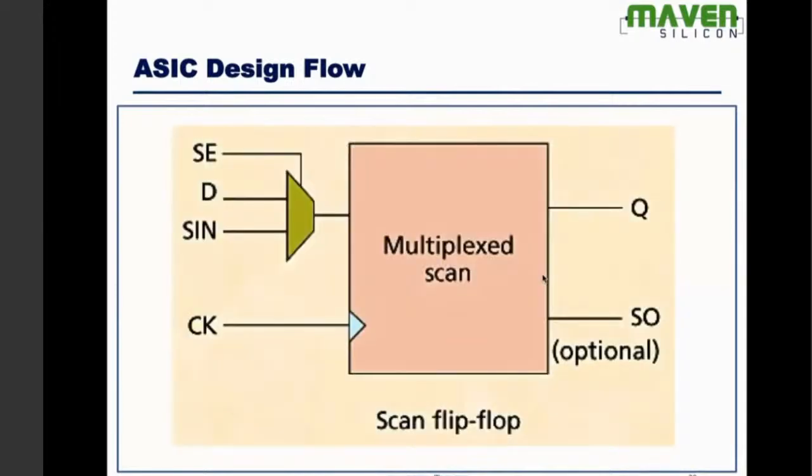So basically during DFT insertion, what we do is we try to replace the existing flip-flops with scan flip-flops. So this scan flip-flop would look like this. It will have a multiplexer at the input. The multiplexer will have two inputs. One is the normal data input, the other one is the scan input, and it will also have scan enable. And why do we do this? Why do we replace the regular flip-flop with a scan flip-flop?